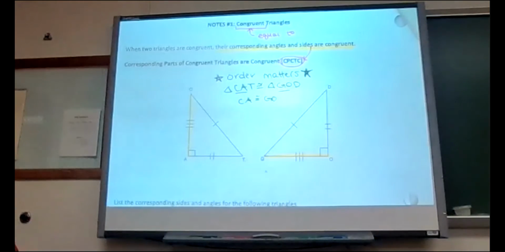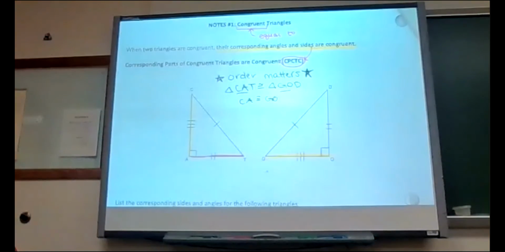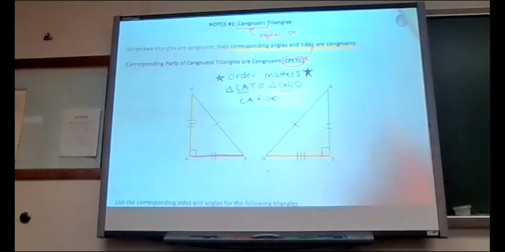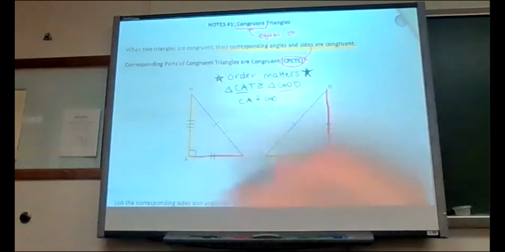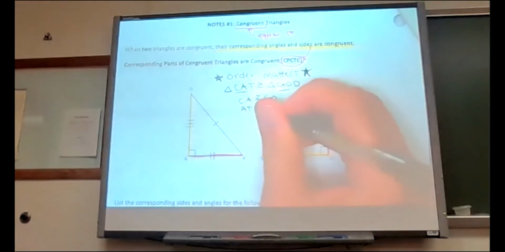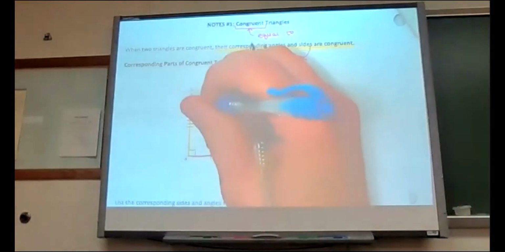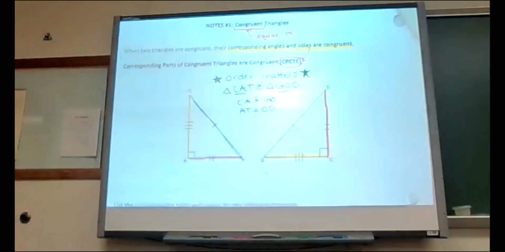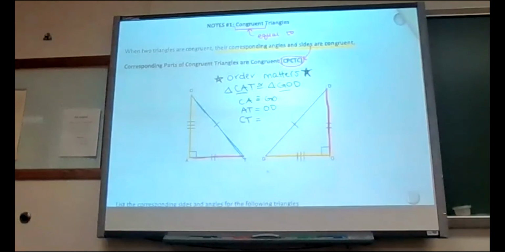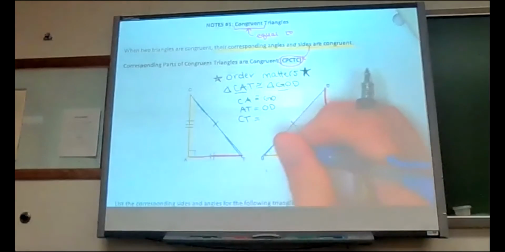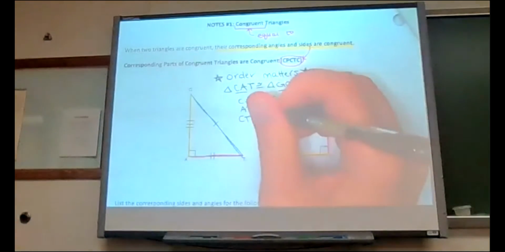AT, right here, corresponds to what side in my other triangle? DO, or OD, yeah. So 2 tick marks to 2 tick marks. So AT corresponds to OD. Last, CT corresponds to GD. Okay, so I should be writing congruent, I guess.